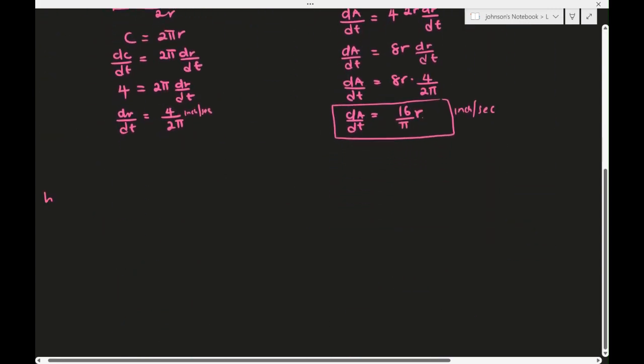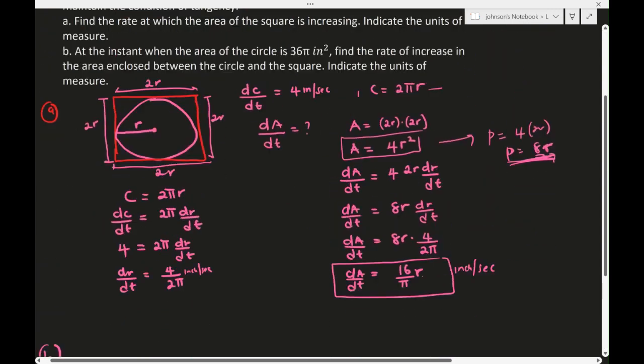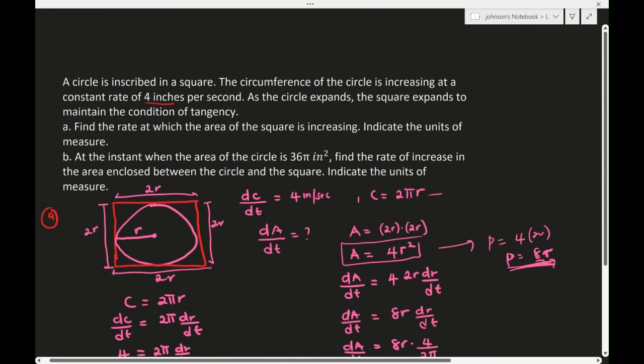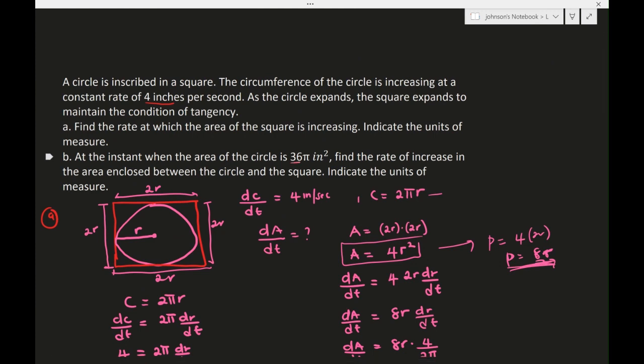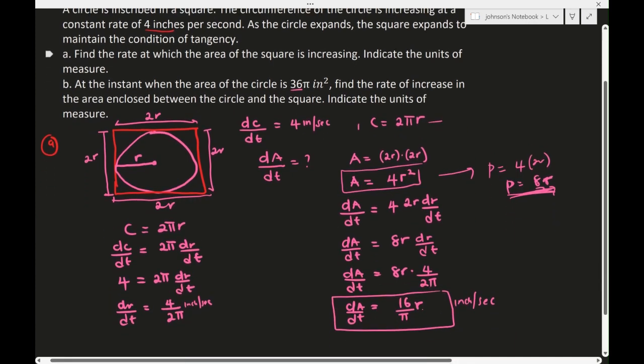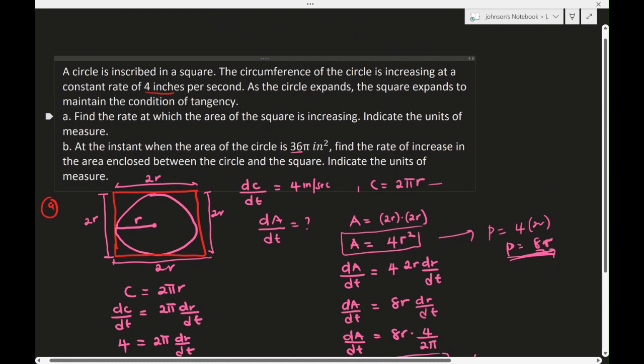Let's see b. What can we say about b? B is asking for what? At the instance when the area of the circle is 36. Okay, good. So here you are given area 36. Then once you are given area, it means you can find the radius. But I'm not sure if this area applies to the A part, so that's why I'm leaving my answer in terms of r.